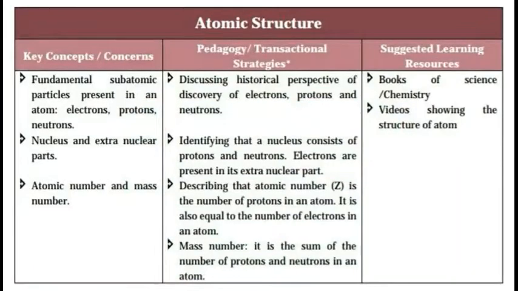For this chapter, the concepts you have to learn are the following: fundamental subatomic particles present in an atom, such as electron, protons and neutrons, nucleus and extra-nuclear parts, and the last one, atomic number and mass number.